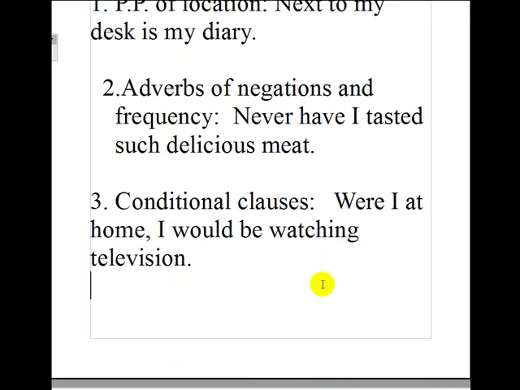Okay, let's talk about conditional clauses. This is difficult. You'll see this grammar if you take the paper-based TOEFL for sure. And I think it's good that you use it in your writing and in your speaking, because it shows your TOEFL human raters on the speaking and writing sections that you're able to use advanced grammar structures. Notice, were I at home, I would be watching TV. You could have said, if I were at home, I would be watching TV, but that's not as advanced as saying, were I at home. That's one way to do it.